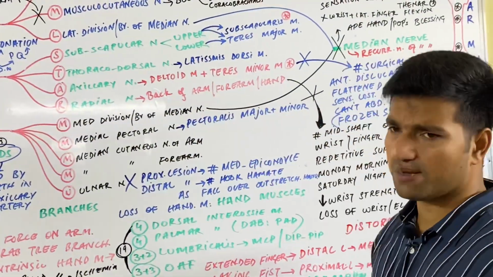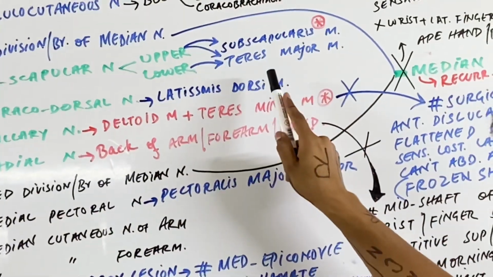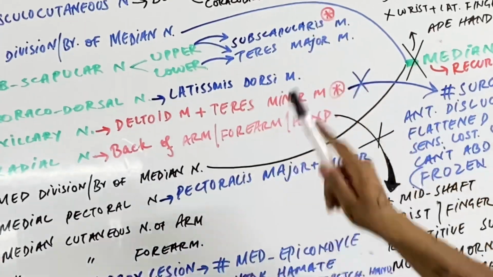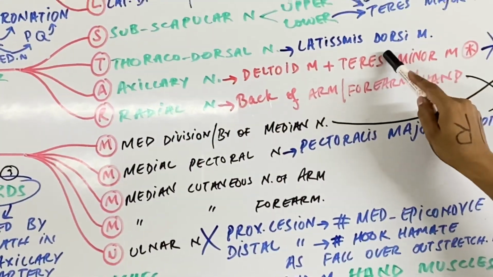If you talk about the upper subscapular nerve, it will innervate the subscapularis muscle and teres major muscle. And the subscapularis muscle is also a part of the rotator cuff muscles. And the thoracodorsal nerve will innervate the latissimus dorsi muscle.